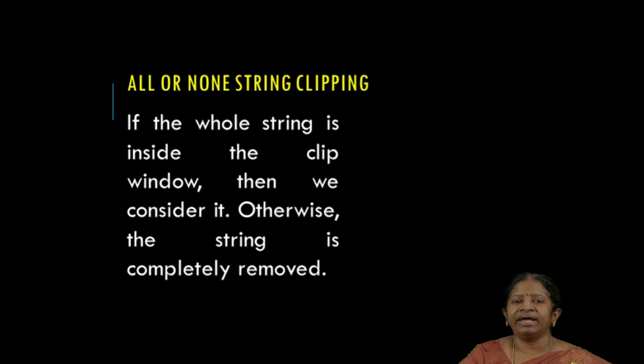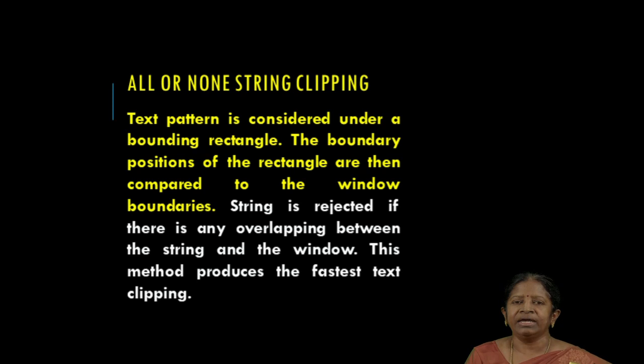So all or none string clipping will be constructing a rectangular box around the strings. If the rectangular box is intersecting with the window boundary, you remove the entire string. Otherwise, if the rectangular box is entirely inside the window, you show the string as such without any clipping. So this rectangular box is helping in showing the string or discarding the string.